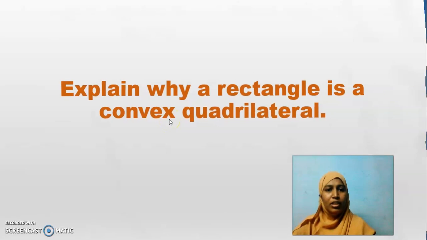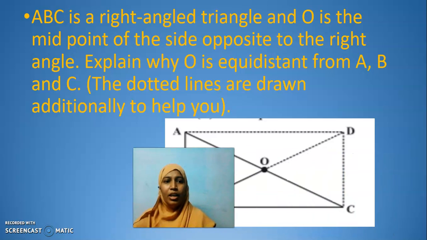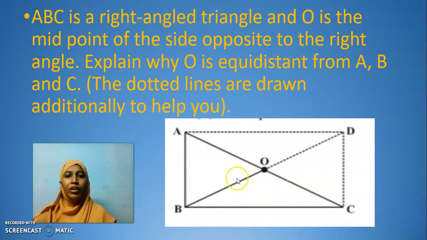Is it clear, children? The next question is, ABC is a right angle triangle and O is the midpoint of the side opposite to the right angle. Explain why O is equidistant from A, B and C. See, they are talking about only this triangle. They say O is equidistant from A, B, C. It means OA is equal to OB is equal to OC. Equidistance means the distance between these 3 points and O is equal. So that is called equidistance.